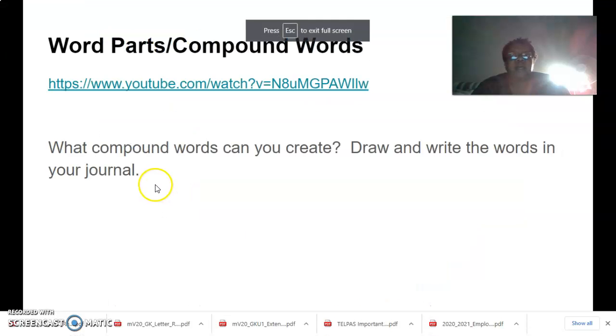Next we have compound words, word parts, and they can draw and write the words in their journal. Like if we did lady and bug, and then the word is ladybug. Bat, man, and then put it together, Batman.